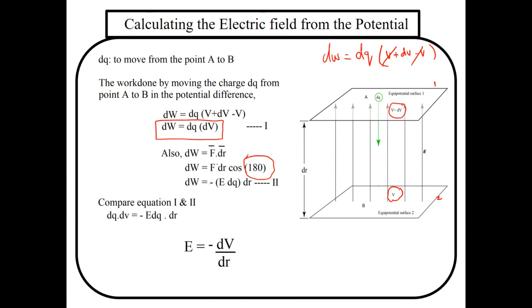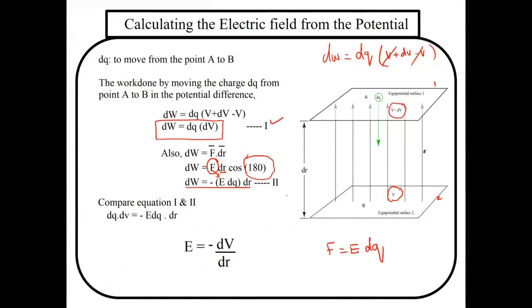Now we know the formula for the force. What is the formula for the force? Force is nothing but electrical field multiplied by the charge. Am I right? But what type of charge do we have? We have only dq, a small charge. So in place of F, I have to substitute this value. I will get F equal to E dq, and then dr is here, so I just write it here.